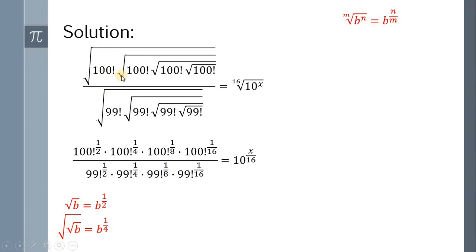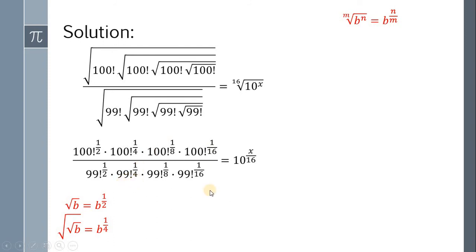That's why the first 100 factorial is raised to 1/2, because it is under the first square root. Now the second 100 factorial is raised to 1/4 because it is under the two square roots, and so on and so forth. So the third is raised to 1/8, the fourth is raised to 1 over 16. So we do the same thing in the denominator.